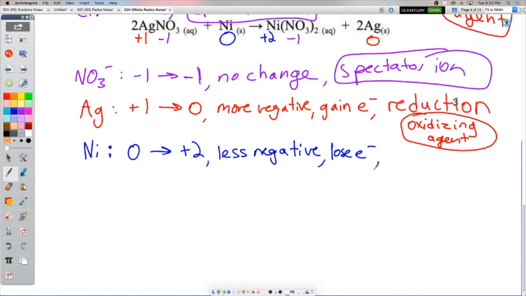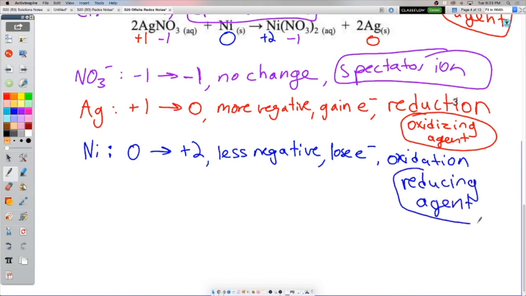To lose electrons, LEO, losing electrons is oxidation, okay? And if you are getting oxidized, if you're losing stuff, you're helping someone else gain stuff. If you're dropping money on the street, someone's picking it up, you're helping someone else gain money. So you are the reducing agent. You're not reduced, but you're helping someone else get reduced. Or maybe not you, but nickel anyway.